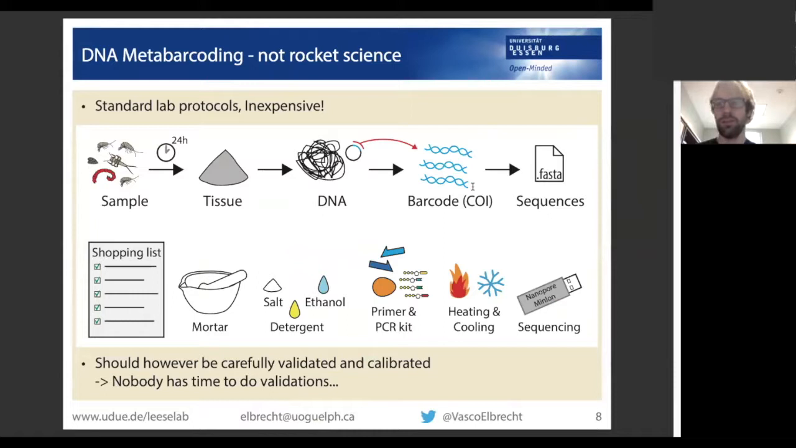The method works really well. The problem at the moment is that the method isn't really well calibrated. There is not a lot of validation going on, because everybody jumps on this method and tries to use it for ecological questions, but nobody looks at the biases because nobody has time in science anymore to do those things. And that can lead to quite some problems. And this is also what I did in the last few years.